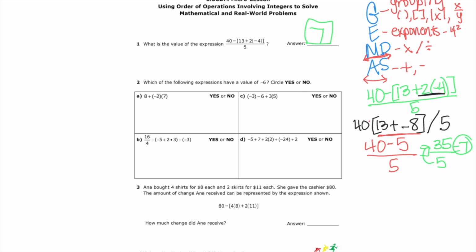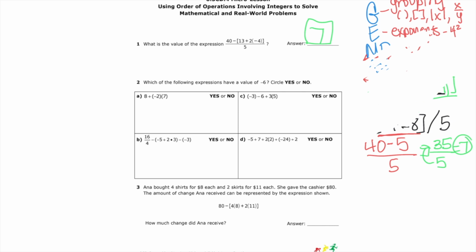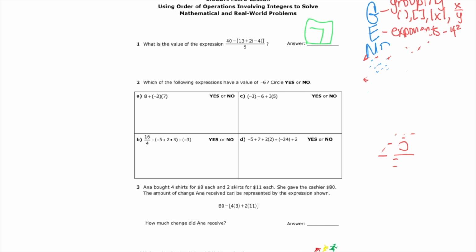Let's look at number 2 with the boxes in the middle of it. It says, which of the following expressions has a value of -6? What we're going to have to do here is solve each expression to see which one equals -6, and then we'll circle yes or no. If it equals -6, then we will say yes. Let's look at letter A. Letter A is pretty easy. I have 8 plus -2 times 7.